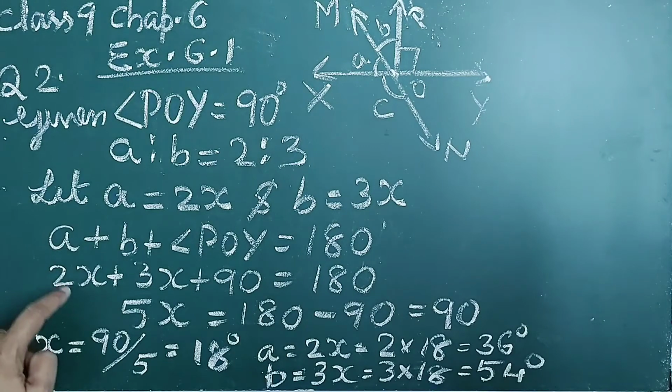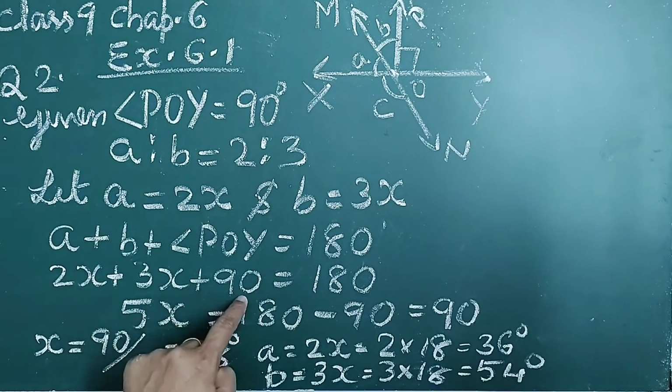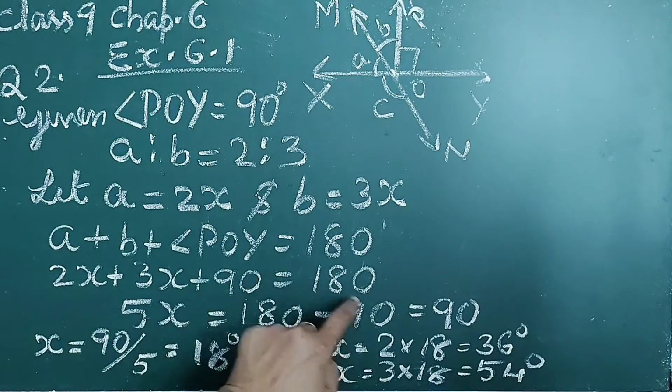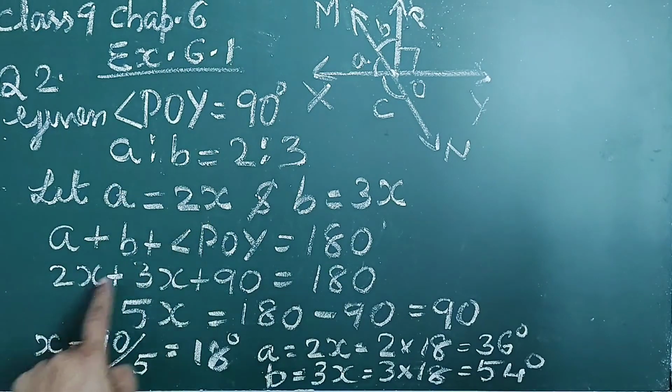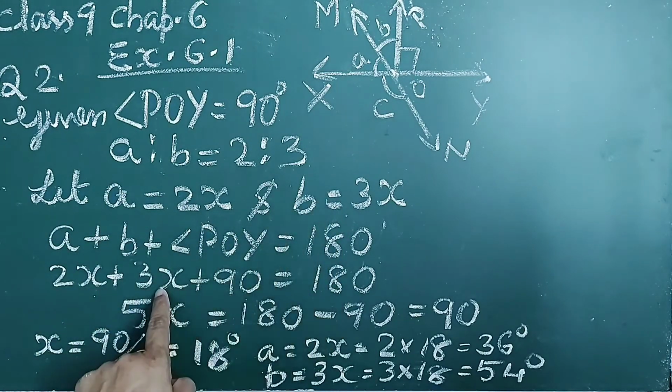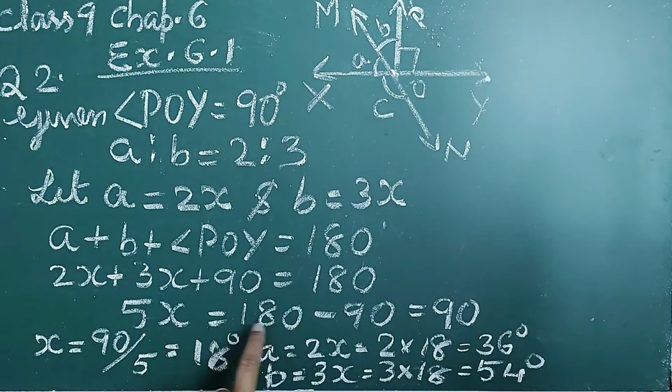Now, 2x plus 3x plus 90 equal to 180, because A is equal to 2x, B equal to 3x. 2x plus 3x, 5x equal to 180 minus 90, that's equal to 90 degree. Therefore, x is equal to 90 by 5, that's equal to 18 degree. So A equal to 2x equal to 36 degree, B equal to 3x equal to 54 degree.